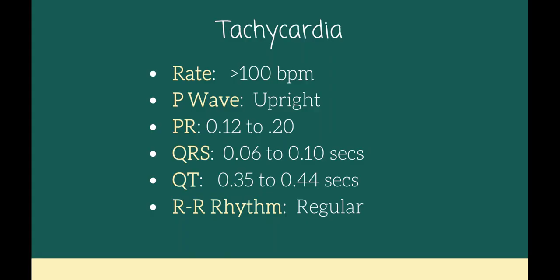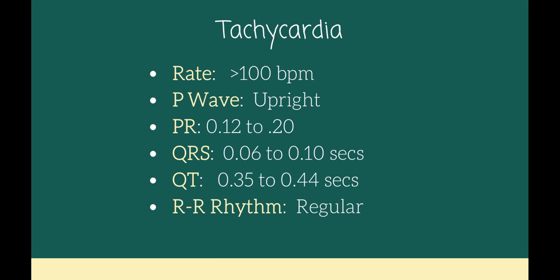Next up is sinus tachycardia. You can call it tachy or just tachycardia. And the main difference with this one is the rate. So compared to sinus rhythm, the rate is greater than 100 beats per minute. Okay, the P wave has to be upright. The PR, QRS, and QT are the same as sinus rhythm, and the R to R is also regular.